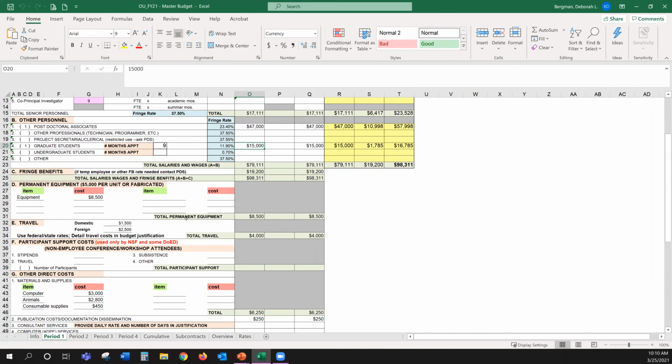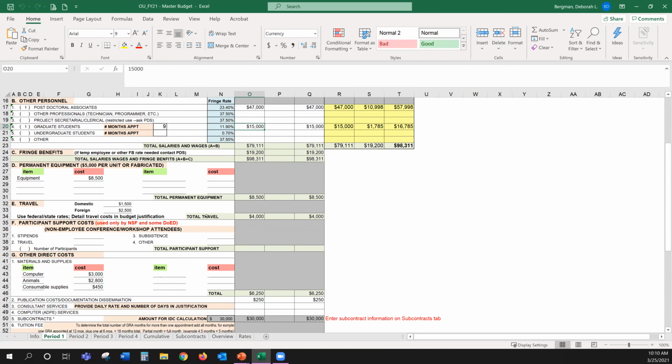The equipment section would include any item with a value of $5,000 or more that has a useful life of more than 1 year. If you are purchasing parts that will be used to fabricate a piece of equipment that will have a value of $5,000 or more and be taggable as an inventory item, that would also qualify as equipment.